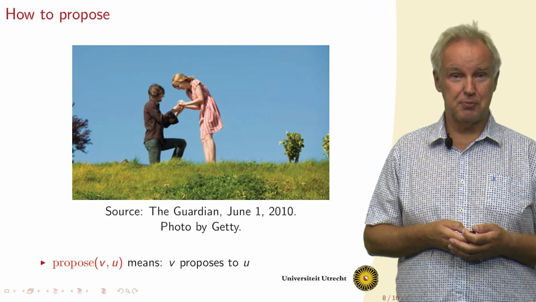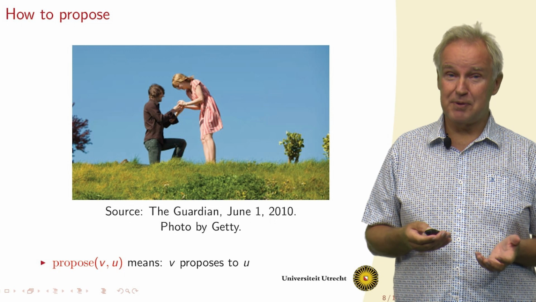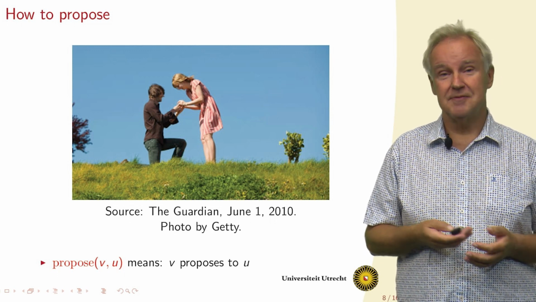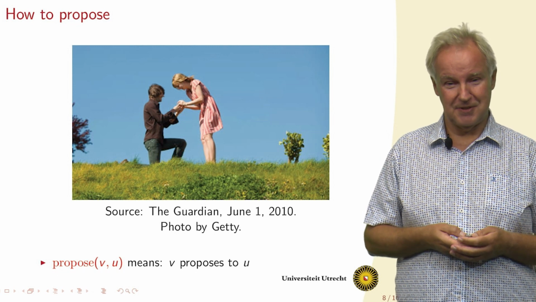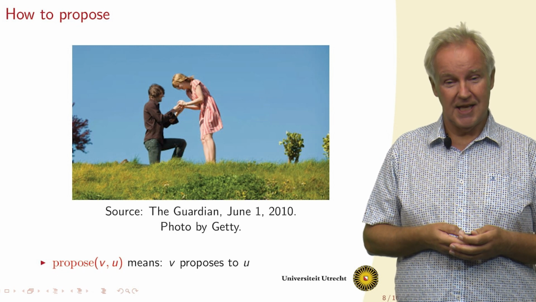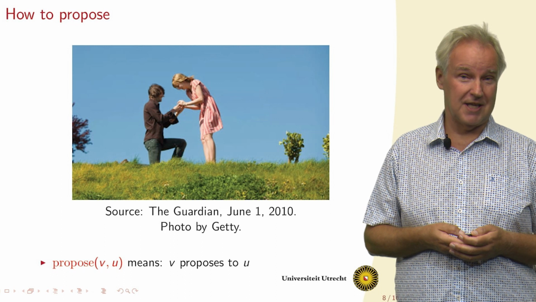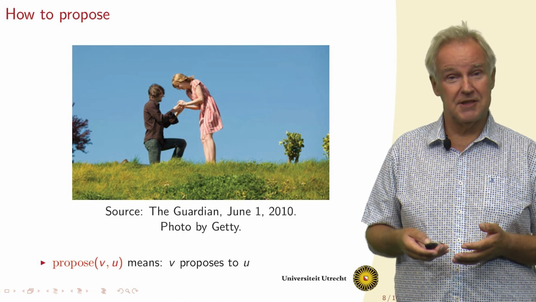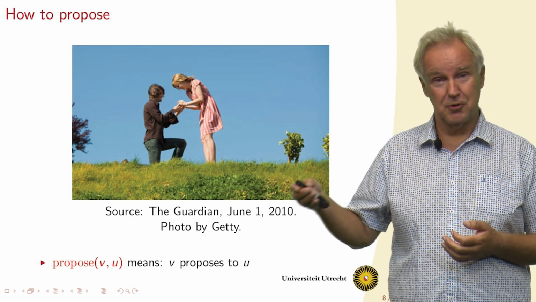So how should you propose? Well, one of the partners has to go down on their knees, on their knee, and that is what is being done. And in our formal algorithm, propose VU means V proposes to U.